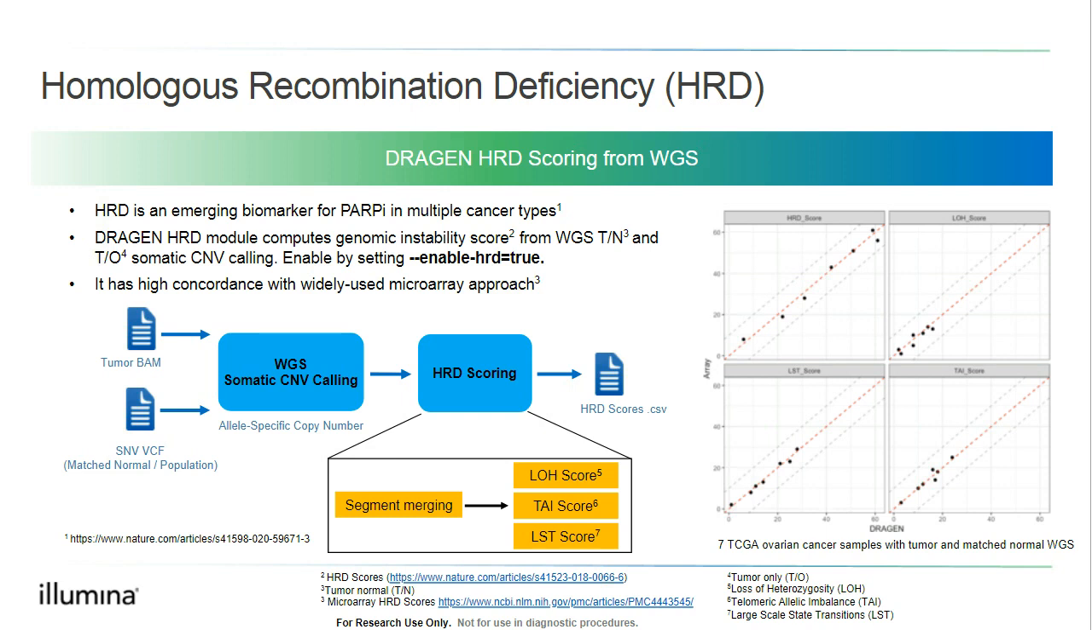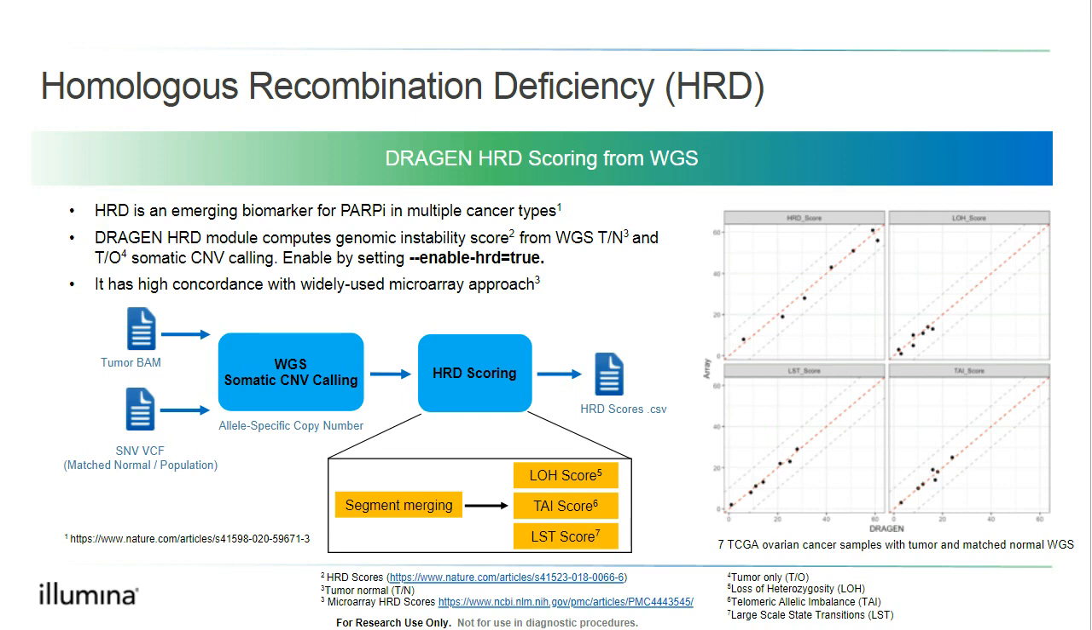So in DRAGEN, what we are doing is computing this genomic instability score, and it is done in your whole genome samples today. We support this today only in whole genomes, and you can bring in either a tumor sample or a tumor normal pair. And we use the somatic CNV calling to compute the score.